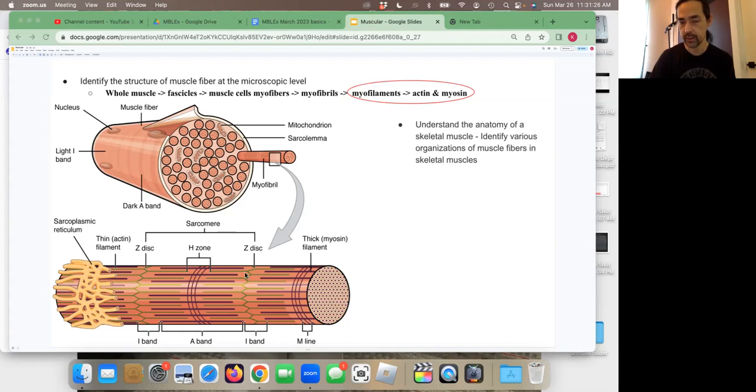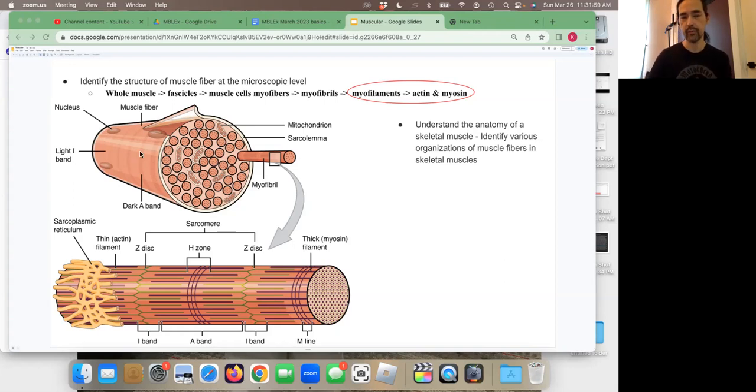bands in the drawings. And the striated appearance of a muscle cell or a myofiber comes from the areas where these bands overlap. So you have bands going the whole length of the myofibril, and there are certain areas along the length of the myofibril where the myofilaments overlap, where the myosin and the actin overlap, and that creates stripes or striations.